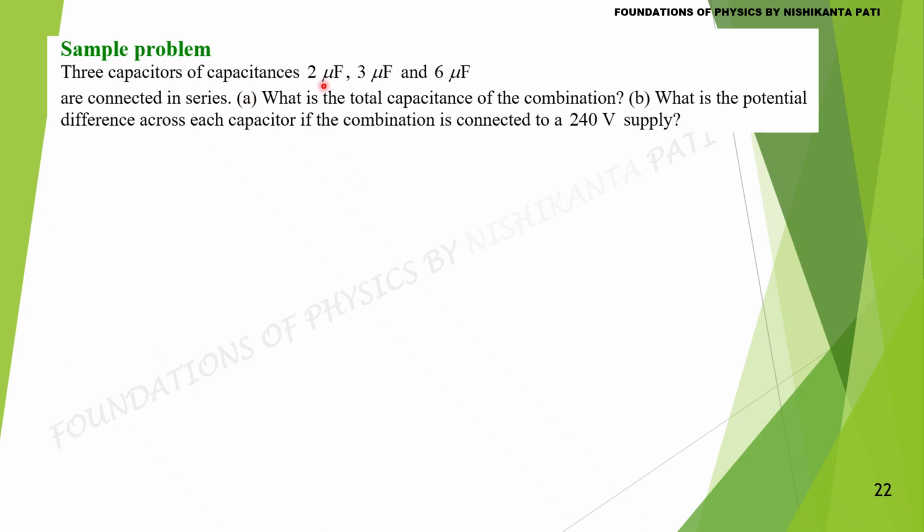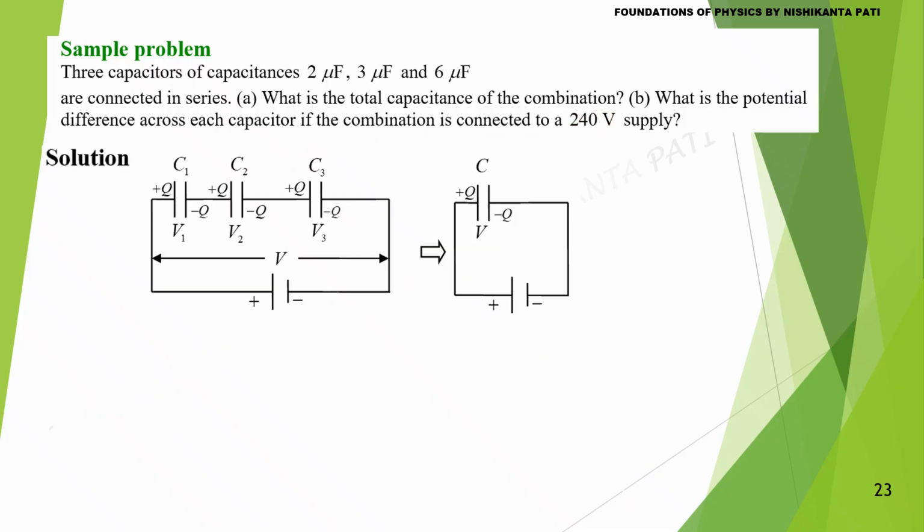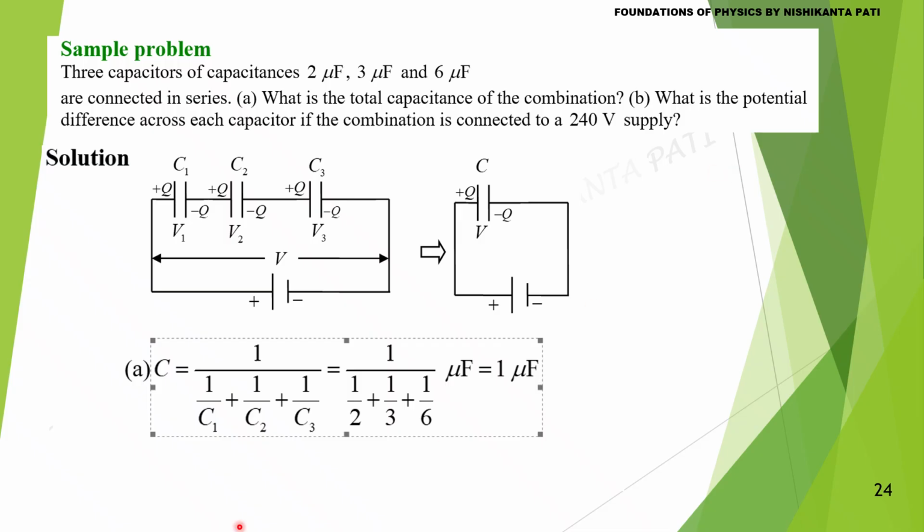Three capacitors of capacitances 2 microfarad, 3 microfarad, 6 microfarad are connected in series. The total capacitance we have to find, and the potential difference across each capacitor we have to find. The supply voltage is 240 volt. So these are the capacitors connected in series. The charge is the same on each capacitor. The potential difference is different. This is the effective capacitor. Since it is a series combination, C equals 1 microfarad.